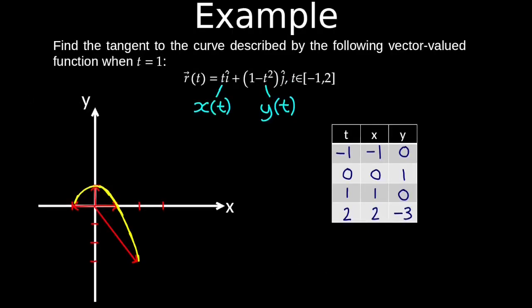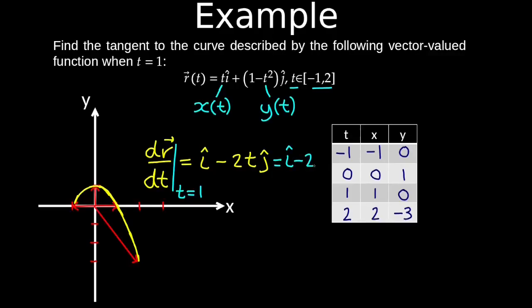So we plotted the curve described by this vector valued function, which is a parabola, from t equals -1 to 2. And now we're asked to find the tangent to the curve described by the following vector valued function when t equals 1. So if we differentiate this vector valued function, we obtain the horizontal unit vector minus 2t by the vertical unit vector. And when t equals 1, we obtain i minus 2j.